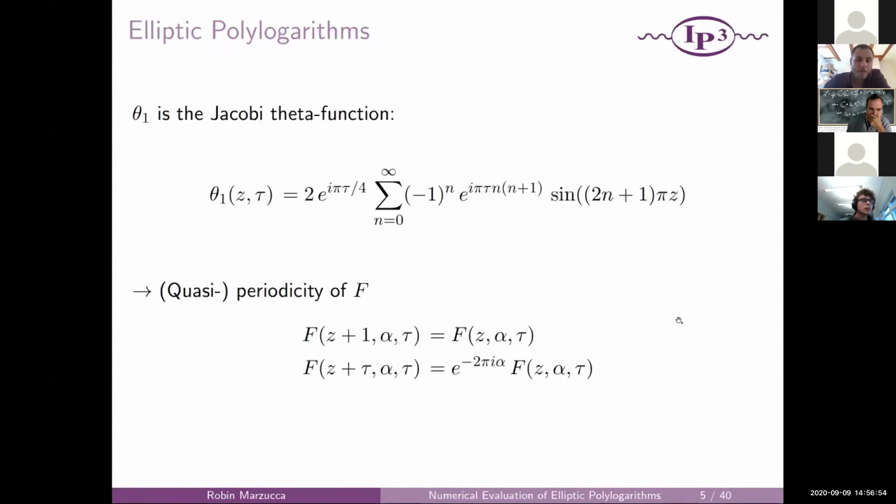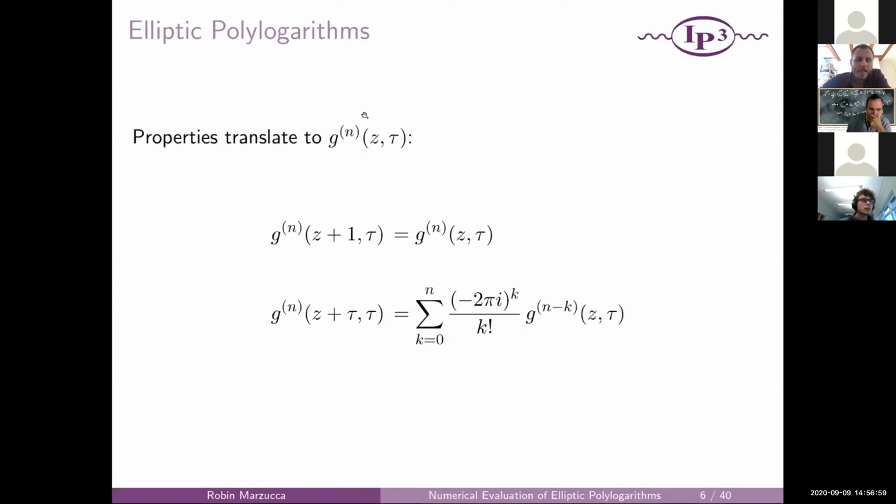And of course, these properties translate also to the expansion coefficients, to these Gn, meaning that again Gn of z plus 1 is equal to Gn of z, and for Gn of z plus tau, you essentially get a shift where you get a sum of different expansion coefficients.